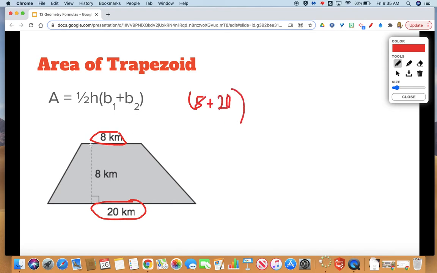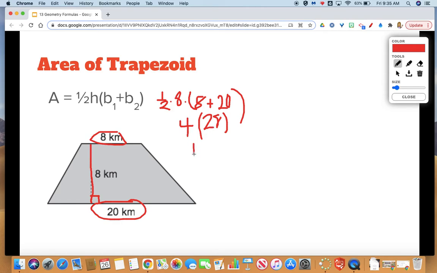The height of the trapezoid is the distance between the two bases, which is going to be that line that creates that 90-degree angle, not a slanted line. So that is 8. So we're going to take half of 8 and times that by 8 plus 20. Half times 8, I know that's going to give me 4. And then I'm going to times that by 8 plus 20, which is 28. I can kind of do that mentally if I want. So it's going to end up being 4 times 28.